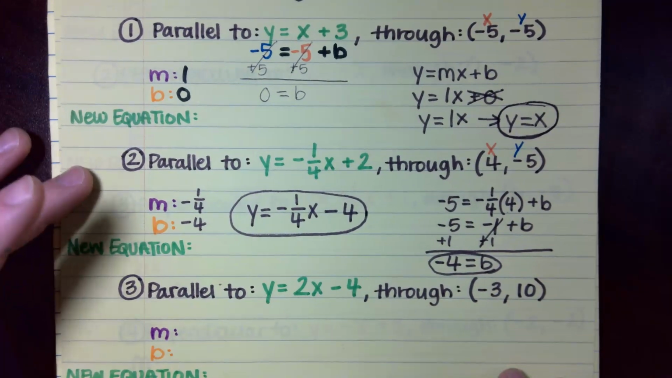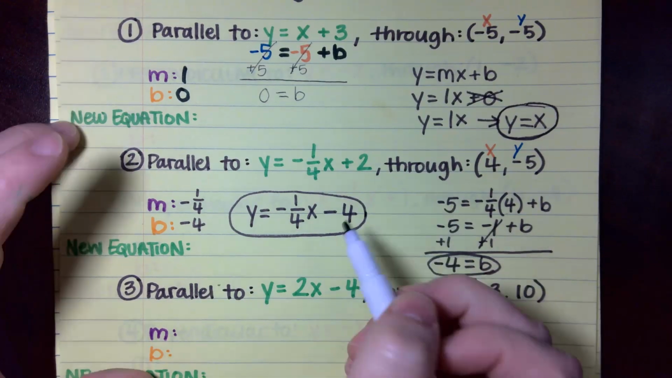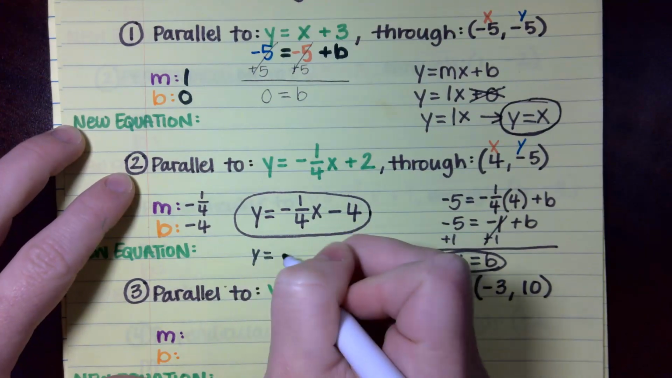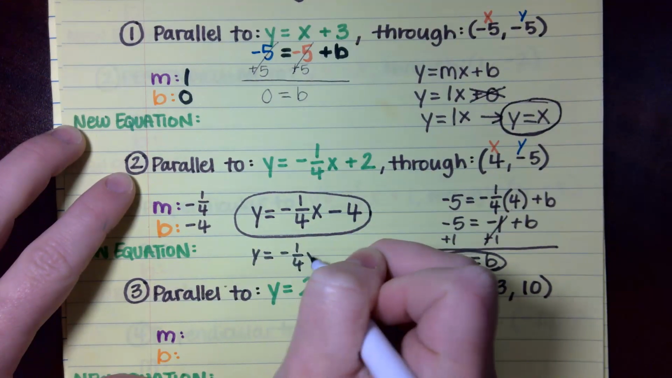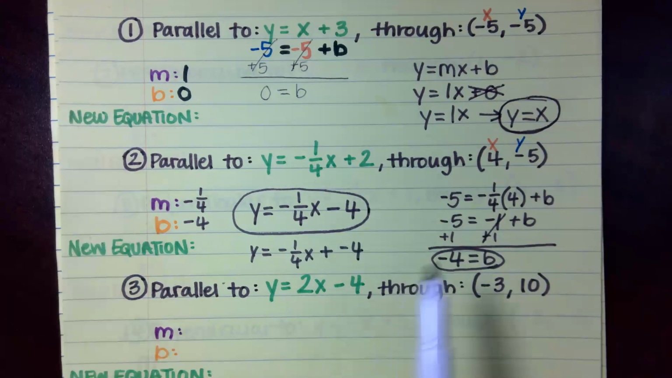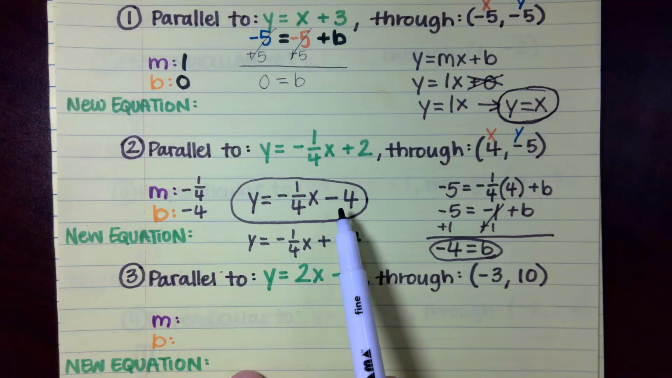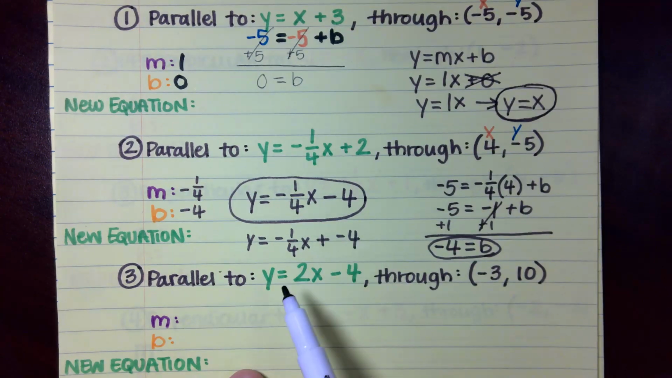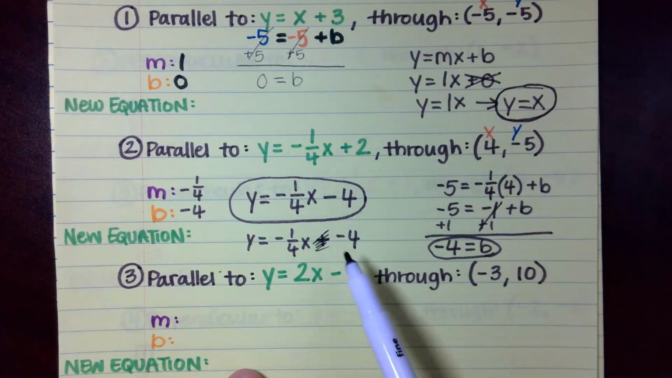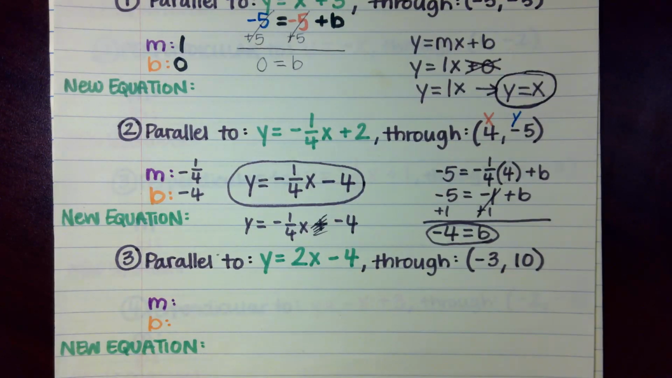Good. All right. So if your b is negative, it's never plus? Yes. Because if I were to write y equals -1/4 x plus -4, we know that when you add a negative, you're just subtracting. So this wouldn't be the simplest form. I would want you to just write minus 4. Get rid of that plus.